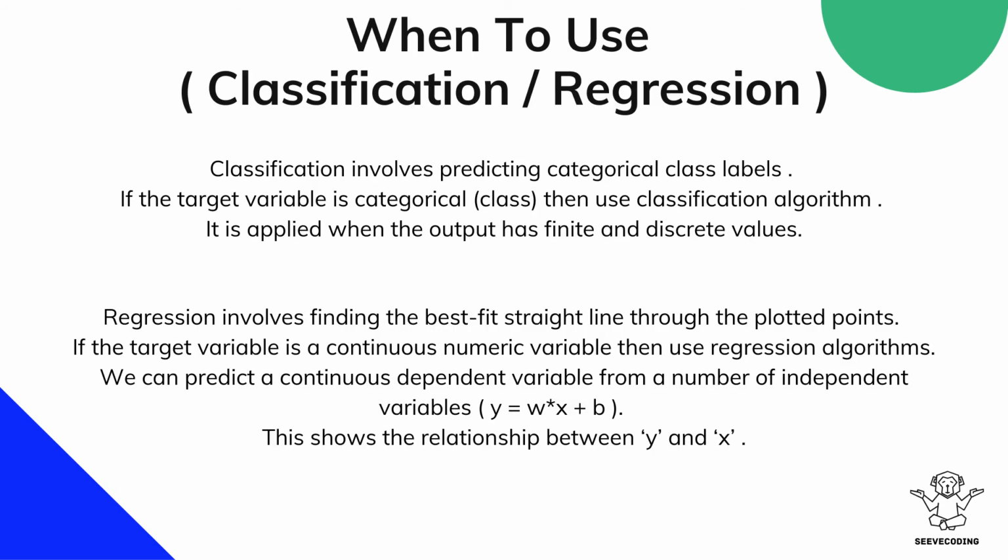When to use regression. Regression involves finding the best fit straight line through the plotted points. If the target variable is a continuous numeric variable, then use regression algorithms. We can predict a continuous dependent variable from a number of independent variables: y = w * x + b. This shows the relationship between y, which is the dependent variable, and x, which is the independent variable.